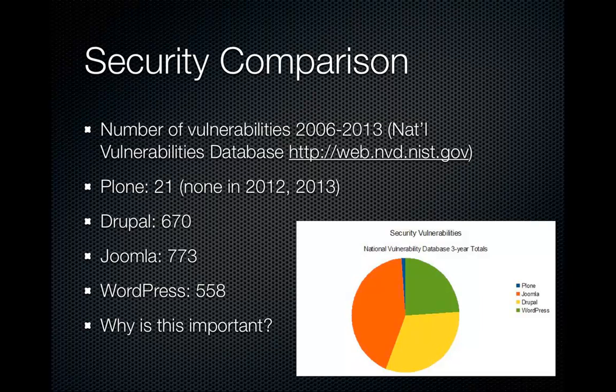Some numbers to throw at you from the National Vulnerabilities Database. In the year ending 2013, so current numbers going back to 2006, you can see Plone has had 21 vulnerabilities, but none in the last 2 years. Drupal, Joomla, and WordPress have had hundreds.